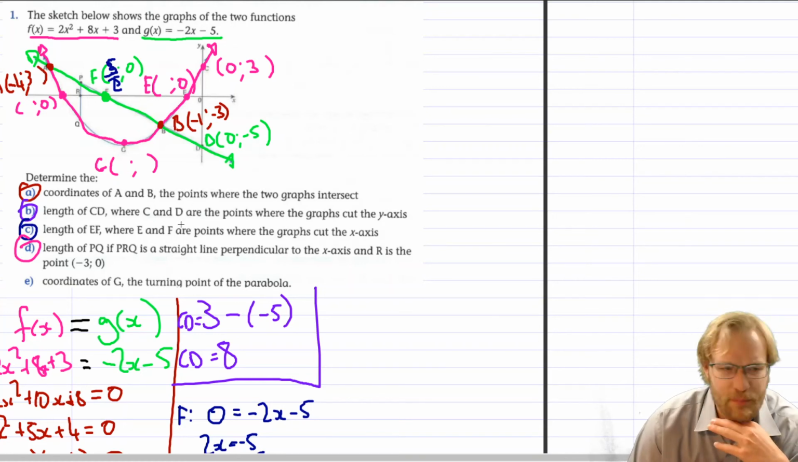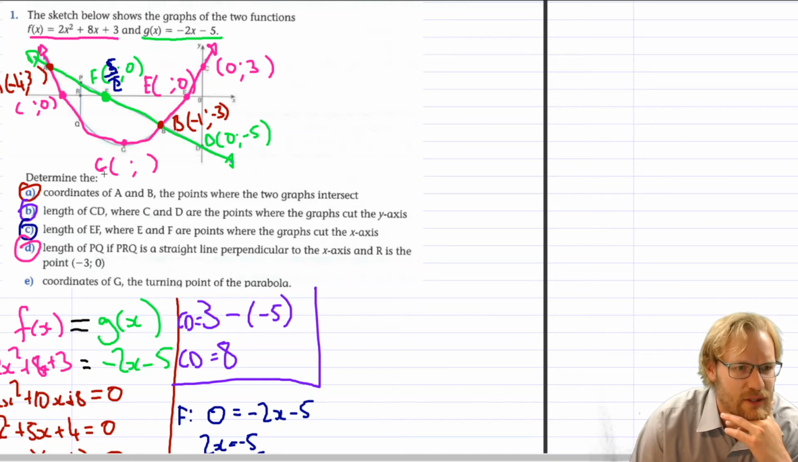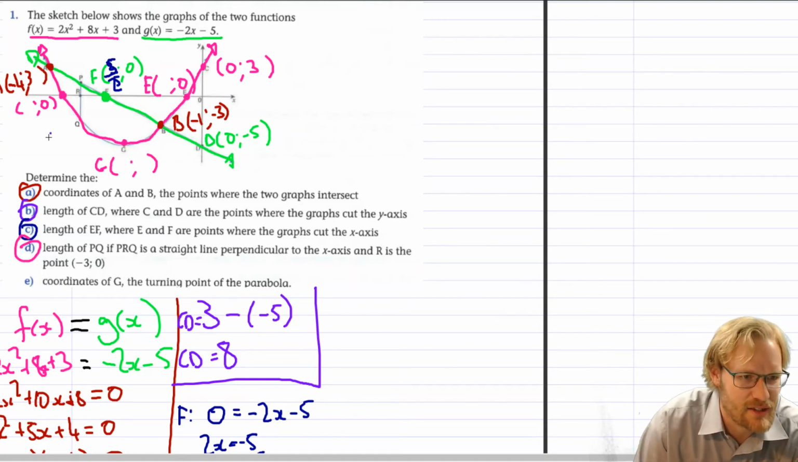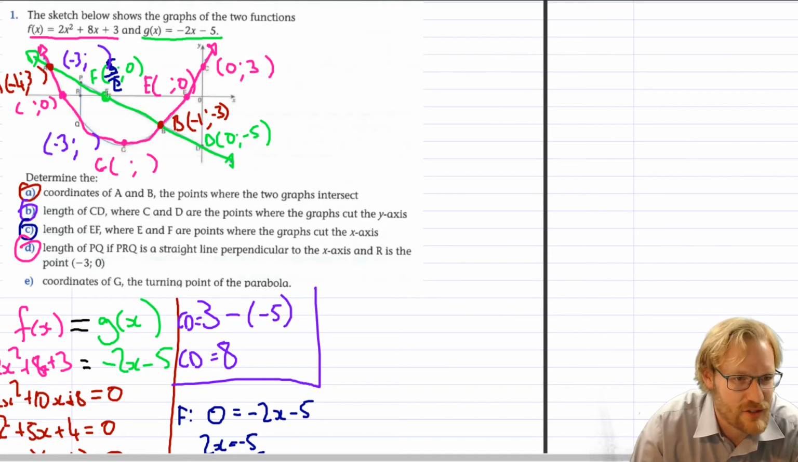Find the length of PQ if PRQ is a straight line perpendicular to the x-axis and R is the point minus 3, 0. Now when it says perpendicular, what they're really trying to tell us is that these x values are all the same. So all these x values are minus 3. Really a long way around of just saying those two are minus 3. If we know the input's minus 3, how are we going to work out the output? And then subtract. We seem to be doing that quite a bit.